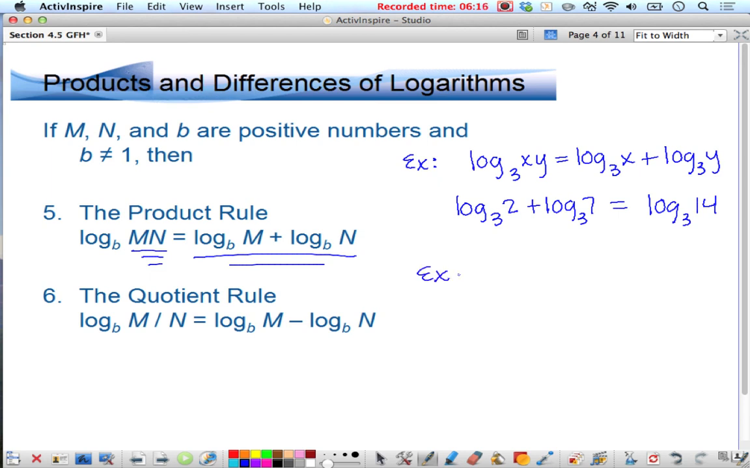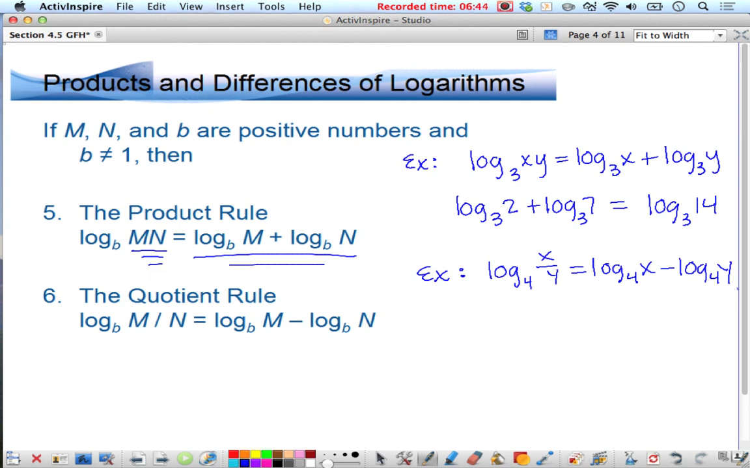In other words, take a look at this example. Log base 4 of x over y. That can be expanded out into what? Log base 4 of x minus log base 4 of y. Good. The bottom's understood to be the one that has the minus in front of it. So it's important that you not get them backwards when you're dealing with division.